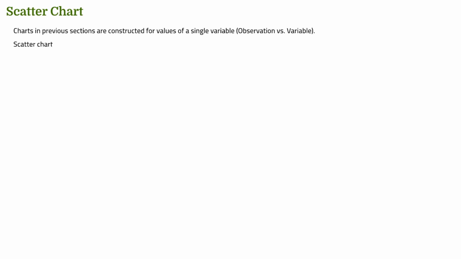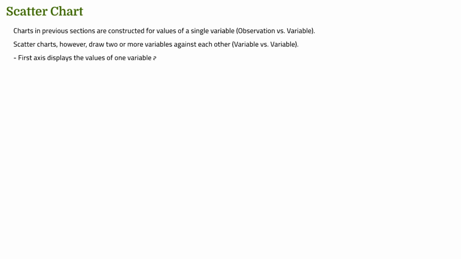Next topic, a scatter chart. Charts in previous sections are constructed for values of a single variable. We have observation versus variable. A scatter chart, however, draws two or more variables against each other. We have variable versus variable.